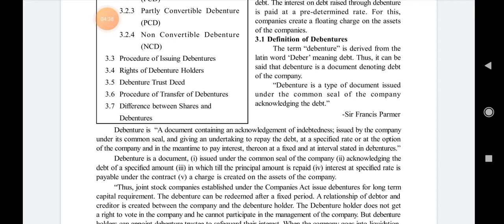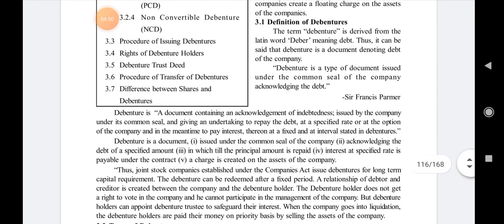Debenture is a type of document issued under the common seal of the company acknowledging the debt. See, this definition is given by Sir Francis Palmer, and he says that debenture is a kind of document which is issued under the common seal, meaning a kind of stamp of the company, and acknowledging the debt that you have taken from that particular person in so much amount. So this is known as the debenture.